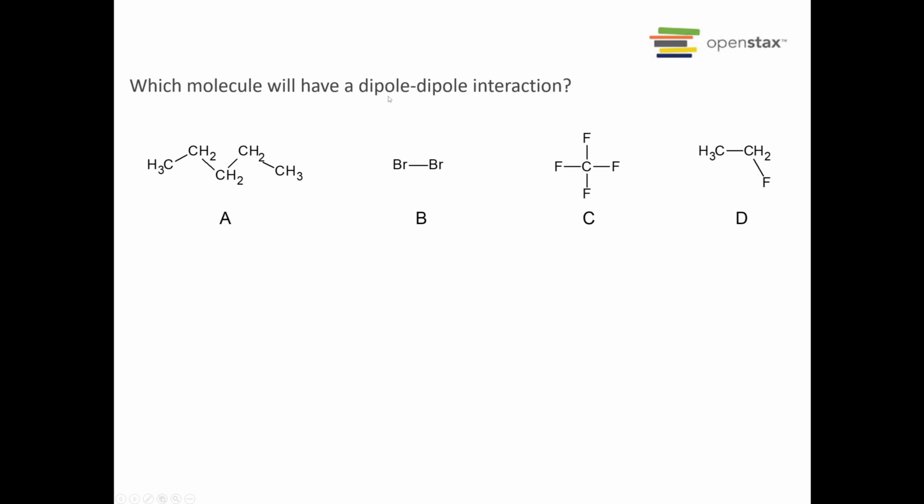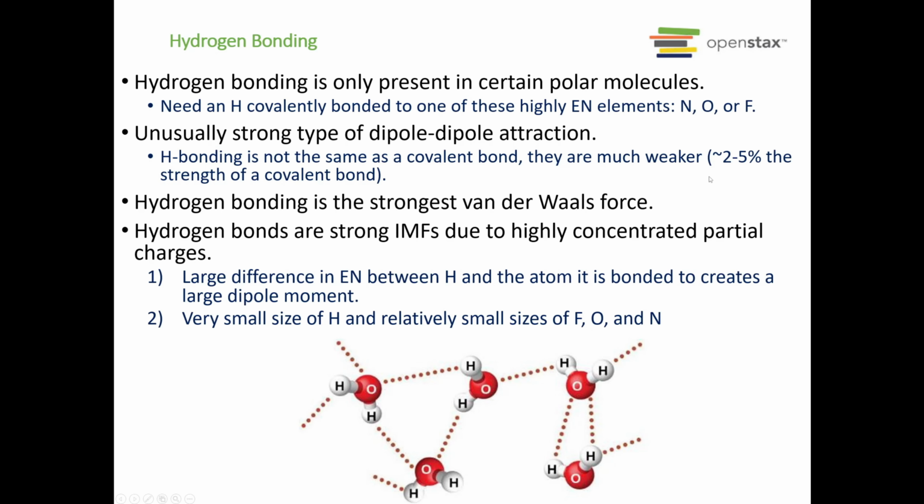So if we look at these, which one will have a dipole-dipole interaction? You're looking for the one that is more polar. So A is nonpolar, B is perfectly nonpolar, C is also nonpolar, and so D is your answer, because it's fluorine, the most electronegative. All the electrons will go towards the fluorine, making an uneven distribution.